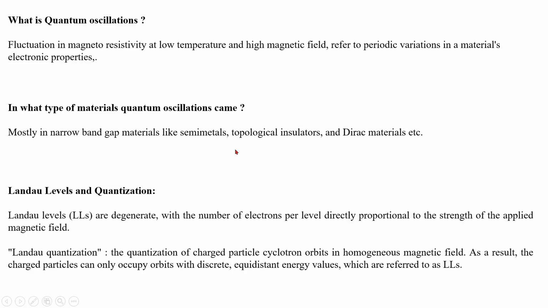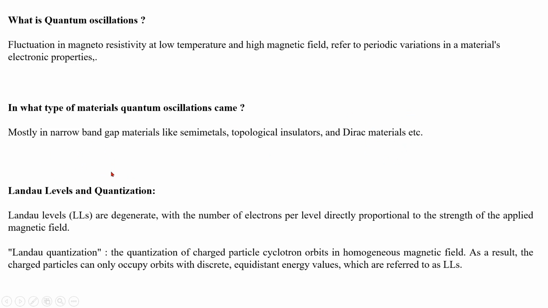A concise intro to all. What are quantum oscillations? Quantum oscillations are a peculiar phenomenon of fluctuation in magnetoresistivity at low temperature and high magnetic field, referred to as periodic variations in a material's electronic properties. In what type of materials do quantum oscillations appear? These are typically observed mostly in narrow band gap materials, like semimetals, topological insulators, and Dirac materials, etc.